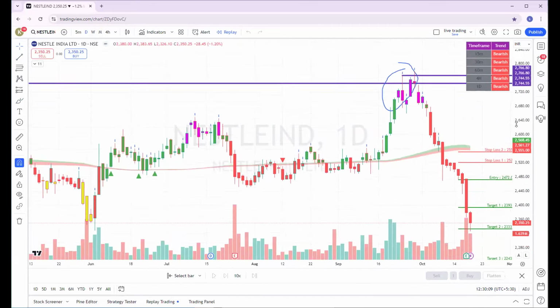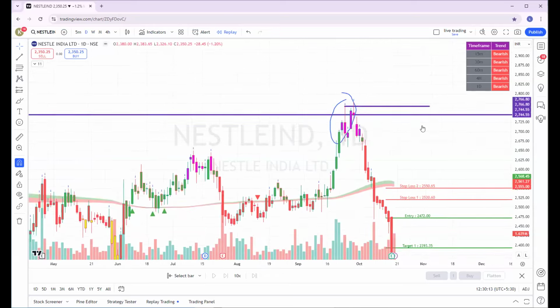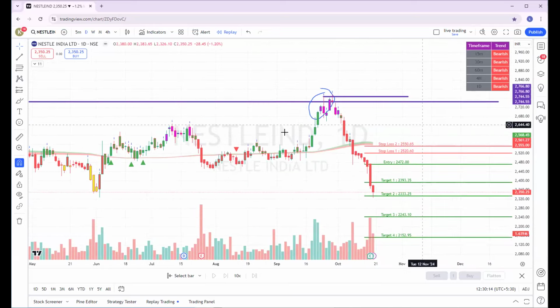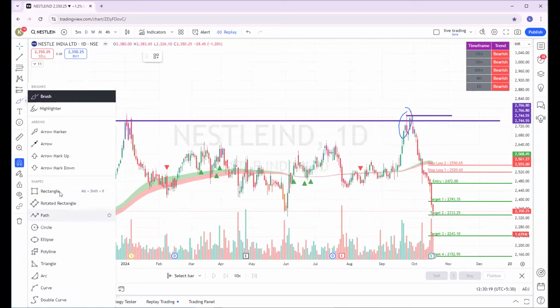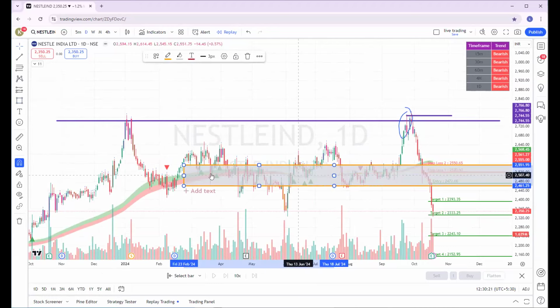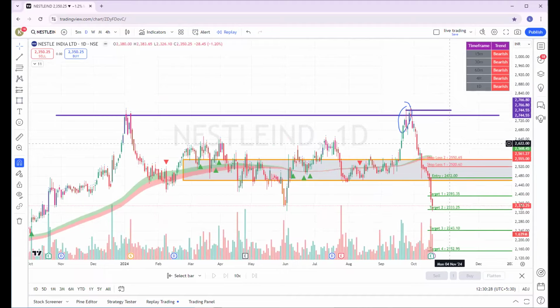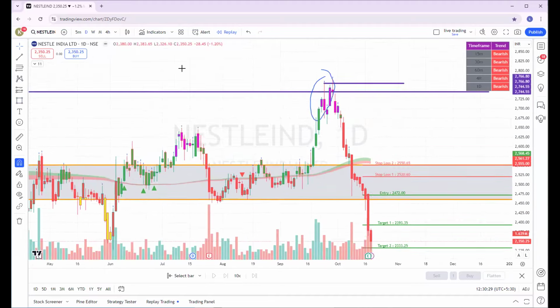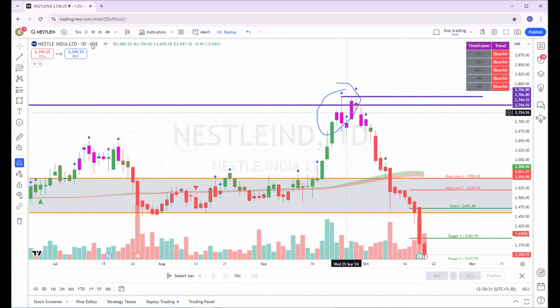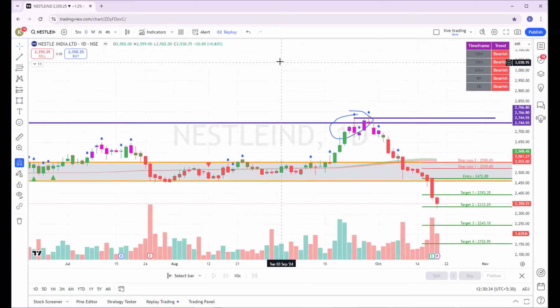You need to have a setup, you need to have a plan for what you're going to do. Your entry and exit rules should be very clear. Now if you see this here, such a beautiful pattern, yet it gave you a false breakout here and it trapped us. You have to be ready for every eventuality. Your rules should be clear on how you're going to enter and how you're going to exit. Any other stock?